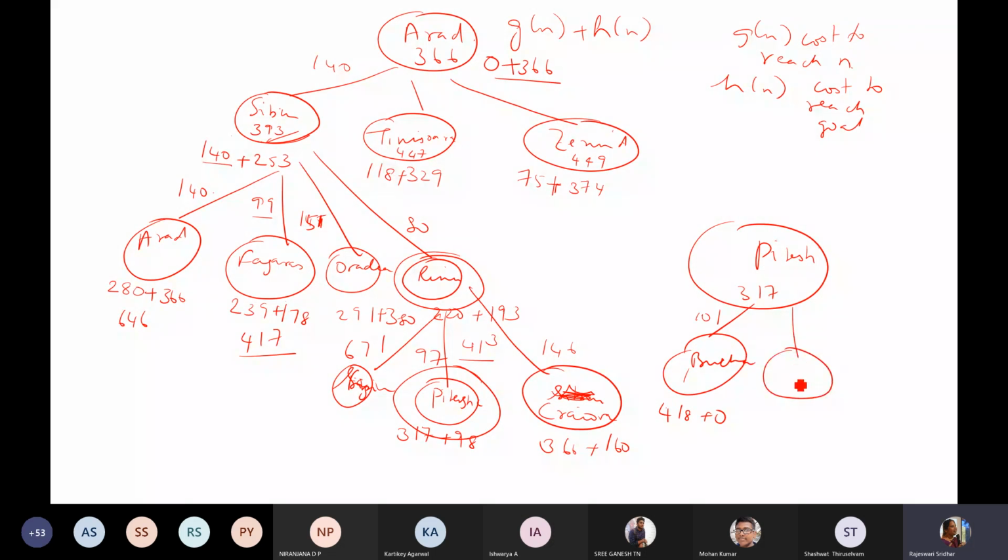The next city will be again, obviously, the smallest. Others cannot be the smallest because h of n becomes 0 here. Okay, so this is how A star basically works.